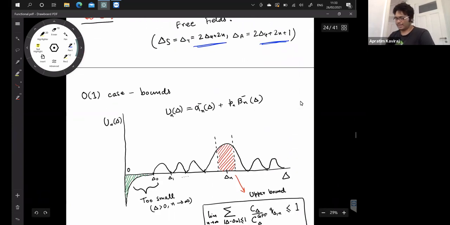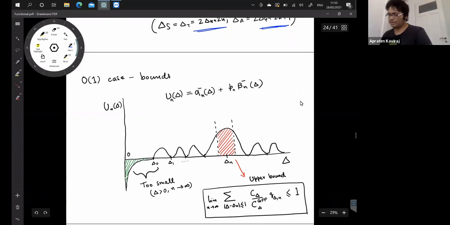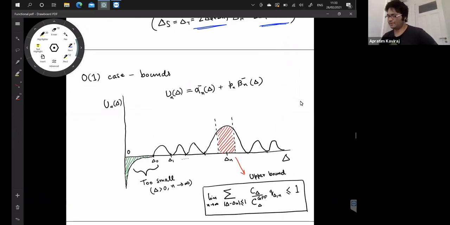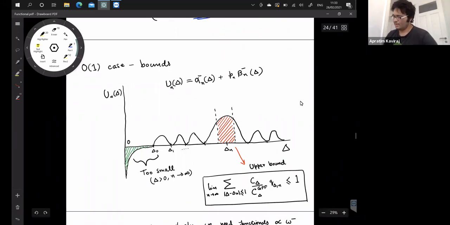So let me show you how they can be useful. And in order to show this, I have to talk a little bit about the O1 functional, some bounds that can be obtained from the O1 functionals. Just like one slide.